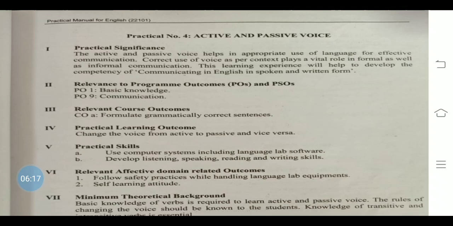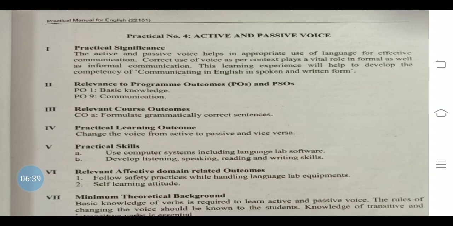And this experience, using appropriate form of active voice and passive voice as per the context, as per the situation, is useful to improve the ability, to improve competency of communication in English, maybe written, maybe in oral language. Let us discuss course outcomes.